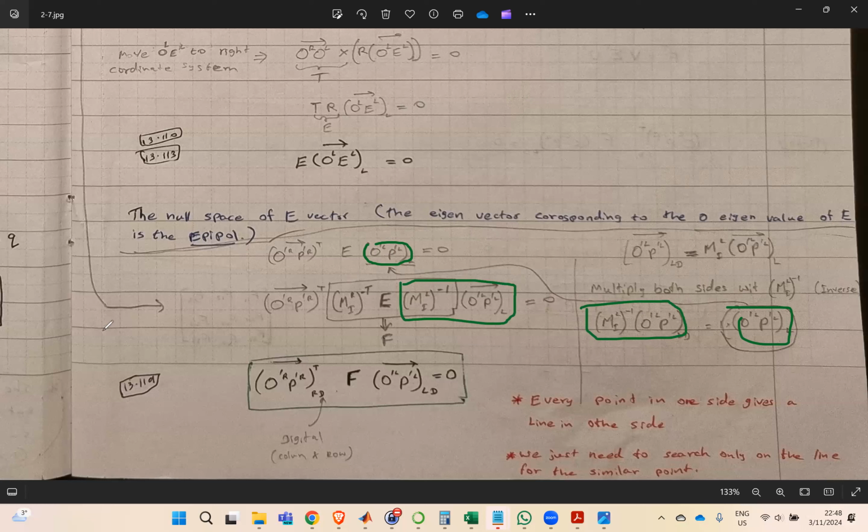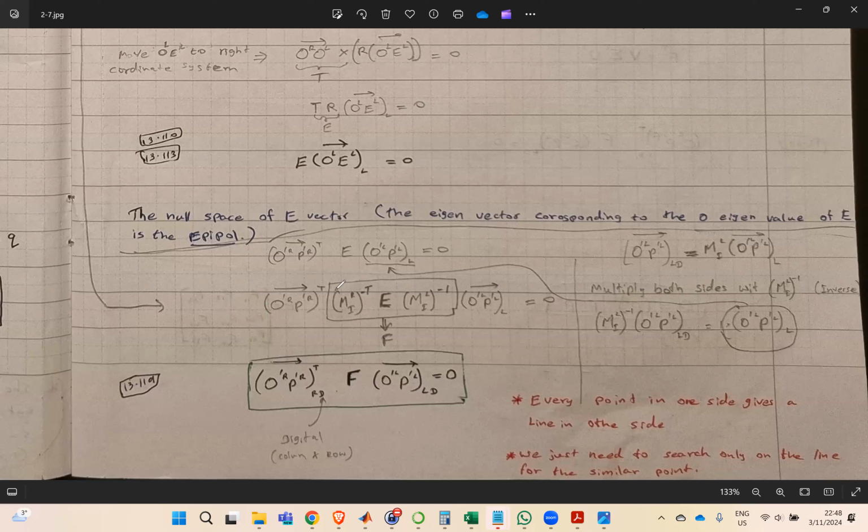Likewise, for the other side also, we can do the same. And since this is transpose, we get minus transpose. Since it is transpose, the MI matrix will not come from here, it comes from the other side.